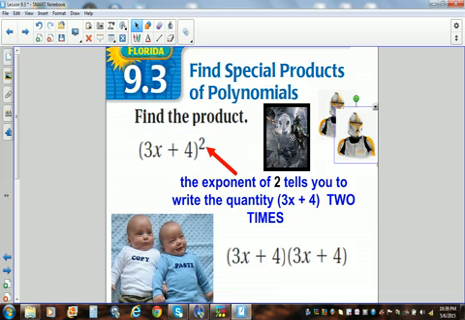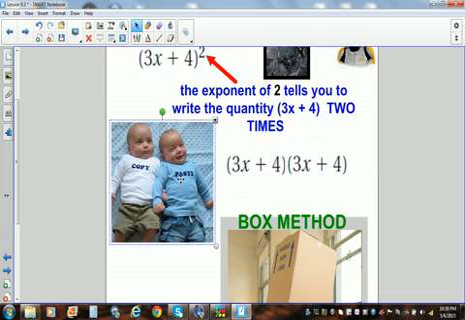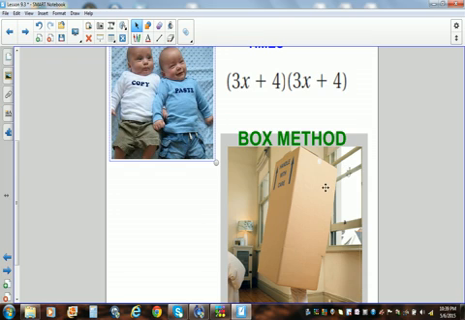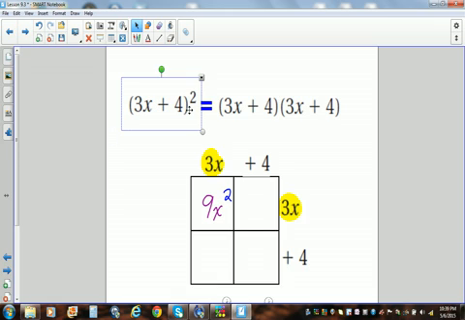And if you're a hater of Star Wars, you can just think of taking this expression and hitting the copy and paste button. Now, that's right, folks, we're going to do the box method. So 3x plus 4 parentheses squared really means you're going to write the expression 2 times.